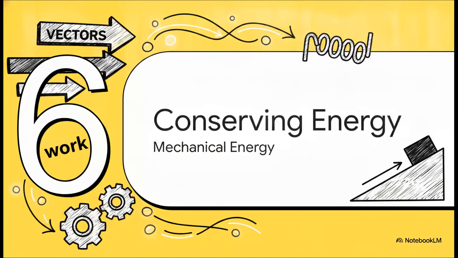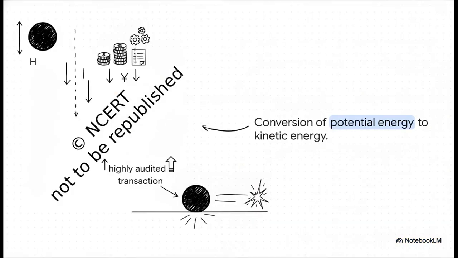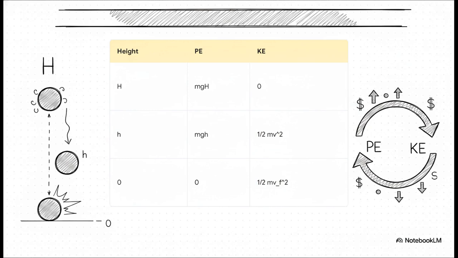And that brings us to part 6, the grand finale, conserving mechanical energy. Let's imagine a solid iron ball being dropped from a high ledge. I want you to track this falling ball like a highly audited, strict financial transaction. We are going to watch it convert the currency of potential energy into the currency of kinetic energy as it accelerates toward the ground. Right at the very top, just before it drops, the velocity is 0, right? So the energy is purely potential.